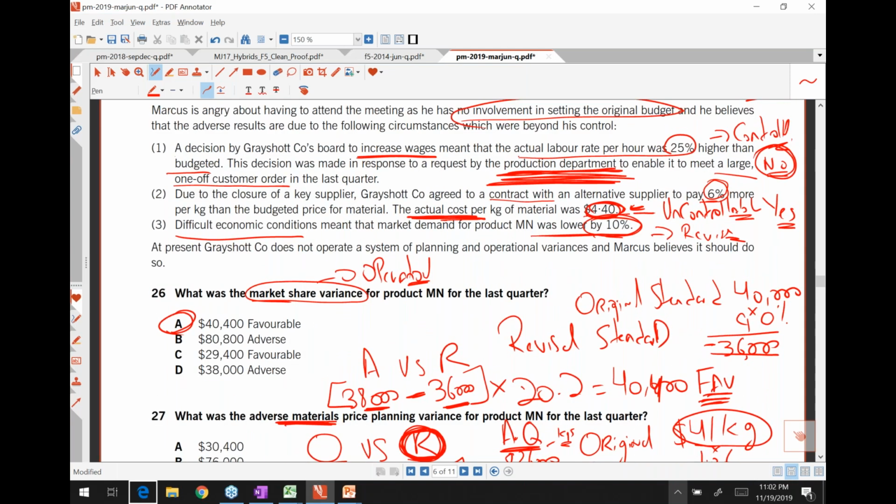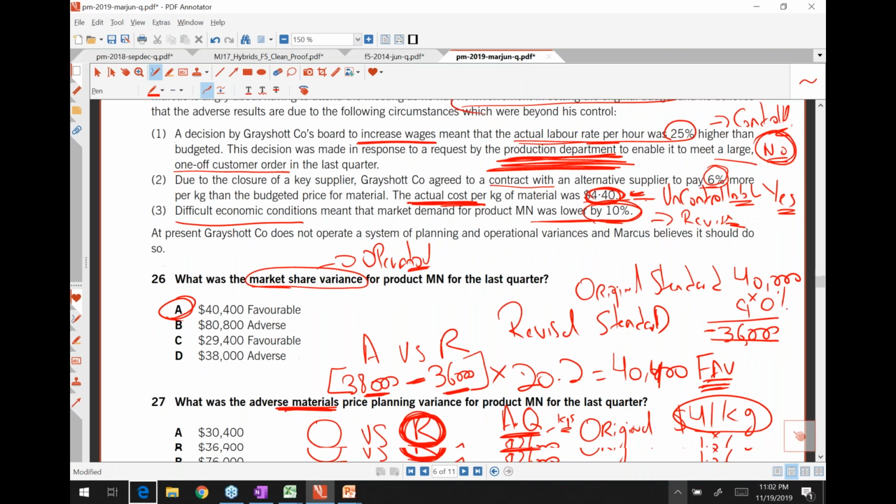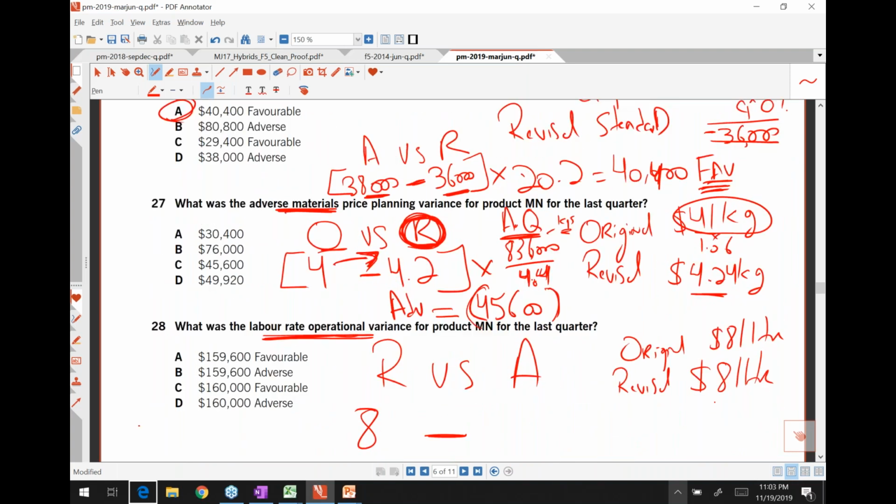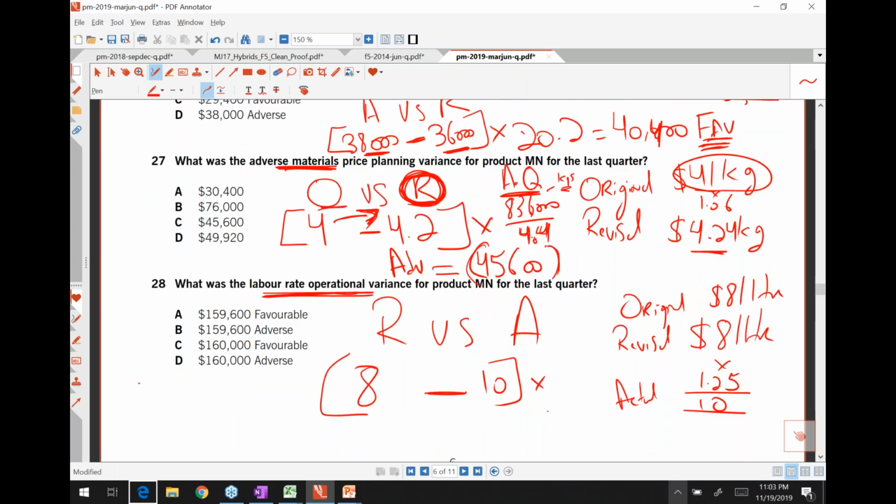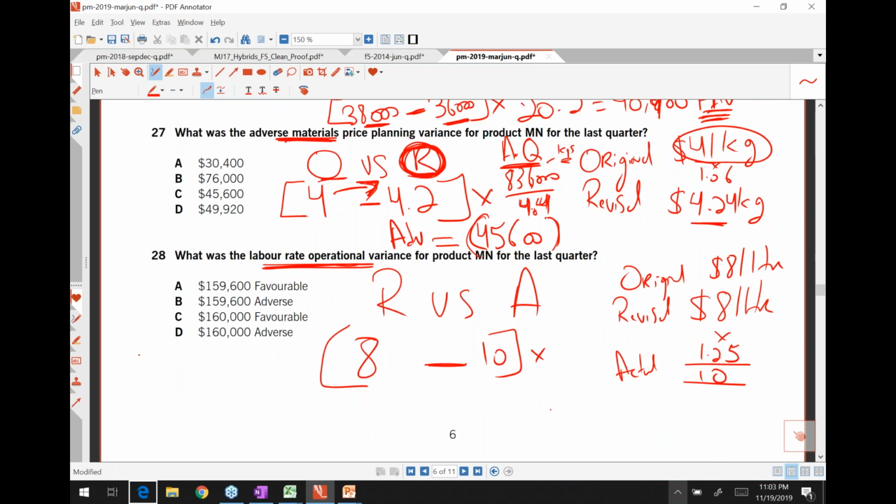It says the actual labor rate per hour was 25% higher than the budgeted. Actual was 25% higher than the budgeted, which means multiply this with 1.25 and you will get actual is 10. Actual is 10. Are you getting this point?